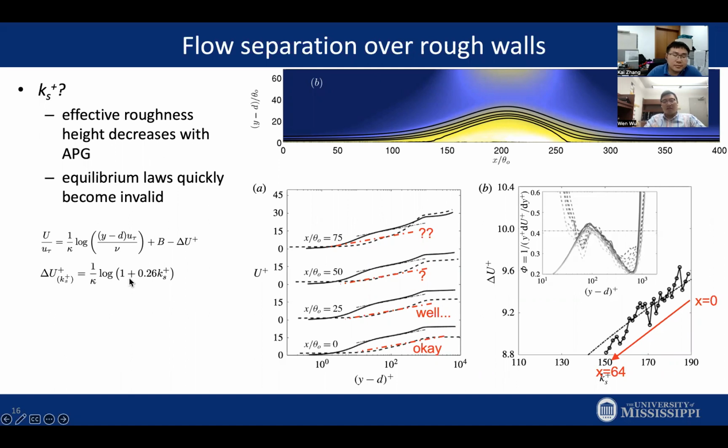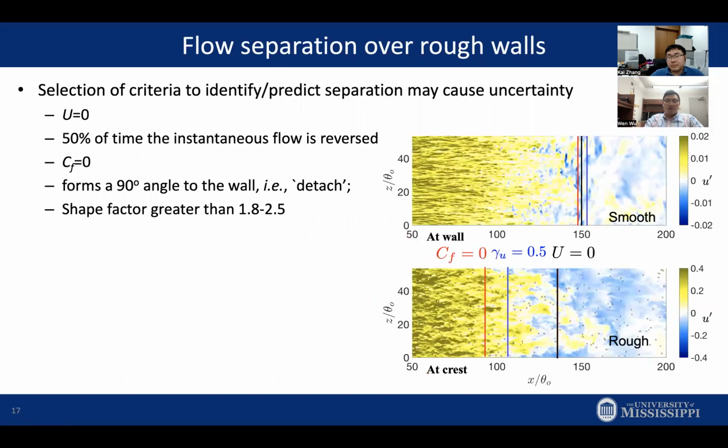But the user of the CFD doesn't know this. They just assume that this is log law, and we use KS equals 94, which both underestimates the roughness effects, and you're assuming a wrong velocity profile. So that's what we observed.